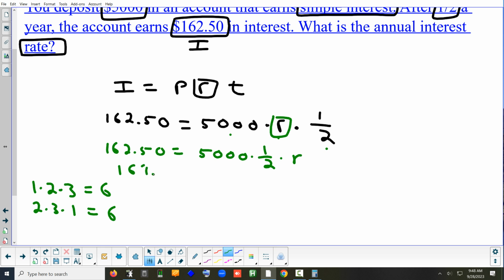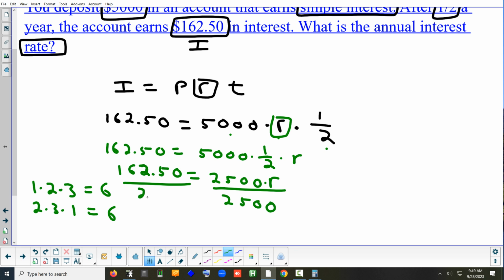So 162.5, and then 5,000 times 1/2 is 2,500. And what's still next to the 2,500? R. Still have the R. And now we're at our last step to get R by itself. Because this is being multiplied, 2,500 times R, we're going to divide. And what are we going to divide by? 2,500.